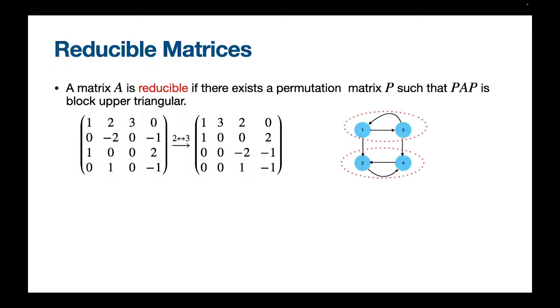Another way to look at this is by considering the graph on 4 vertices, where there is an edge between 2 vertices i and j if the entry in the ith row and jth column is non-zero. For example, in this matrix, the entry in the first row and second column is non-zero. That's why there is an edge from 1 to 2. However, the matrix entry in the second row and first column is 0. That's why there is no backward edge. And now the strongly connected components of this graph exactly correspond to the irreducible blocks of this matrix.